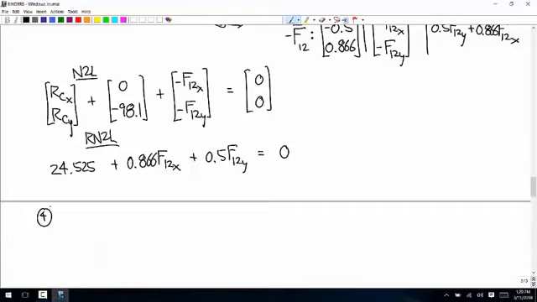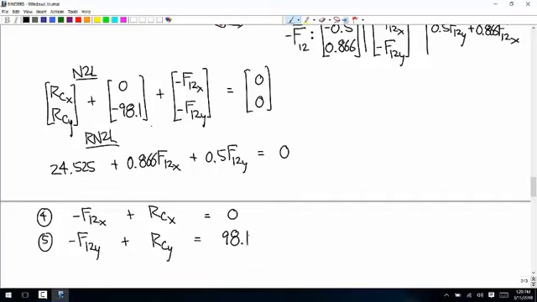Equation 4 says negative F12X plus RCX is equal to 0. Equation 5 says negative F12Y plus RCY is equal to positive 98.1. And equation 6 says 0.866 F12X plus 0.5 F12Y is equal to negative 24.525.